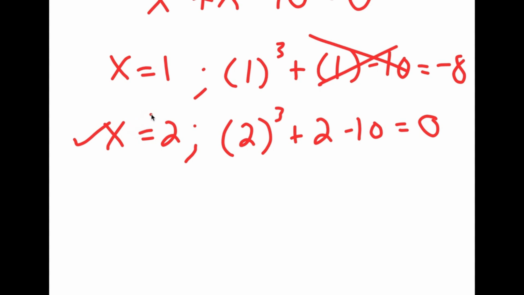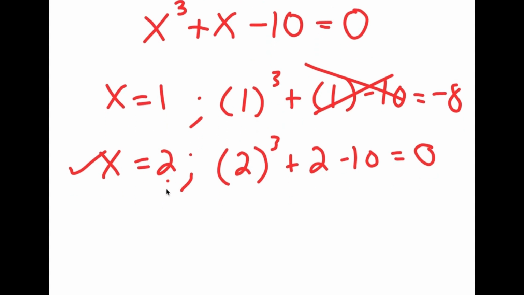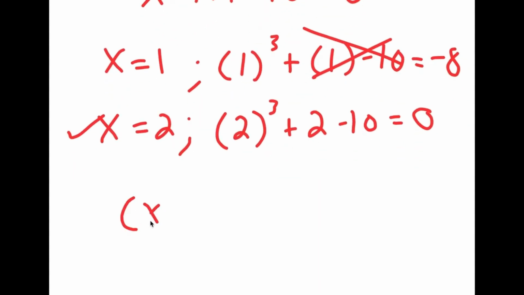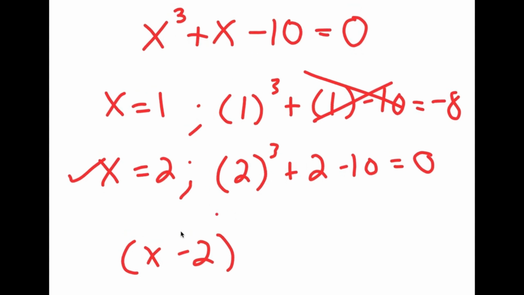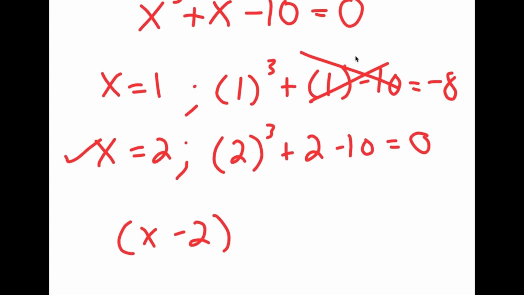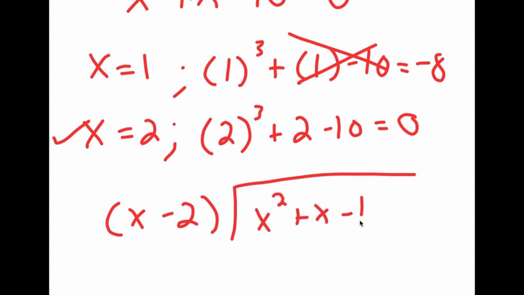So now that we have one solution of x, we can use this solution to find out the rest of the solutions. And how are we going to do that? Well, if x equals 2, this means that x minus 2 is a factor of our original equation, because if we plug in 2 for x minus 2, that equals 0. This means that I have to divide x minus 2 with x squared plus x minus 10.